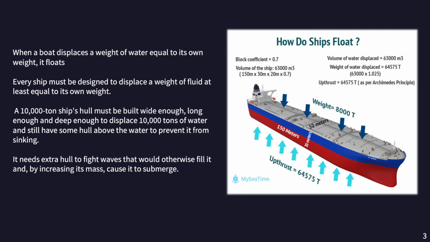As we can see in the picture here, by multiplying the 150 meters length times 30 meters beam times 20 meters depth times 0.7 block coefficient ratio, we get the volume of the ship in cubic meters. So, the volume of the water displaced is equal to 63,000 cubic meters. By multiplying the volume of the water by its density, 1.025 here, we get the weight of the ship in metric tons. As per Archimedes' principle, this vessel weighs 64,575 metric tons in salt water with density 1.025.